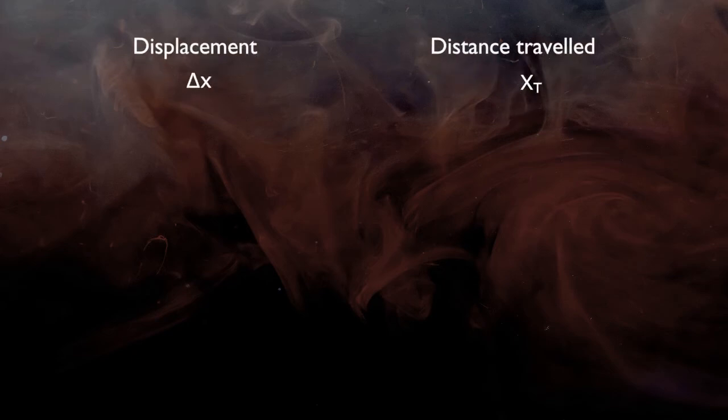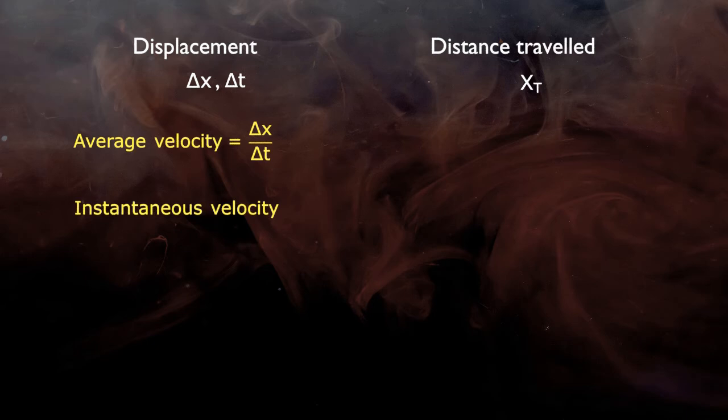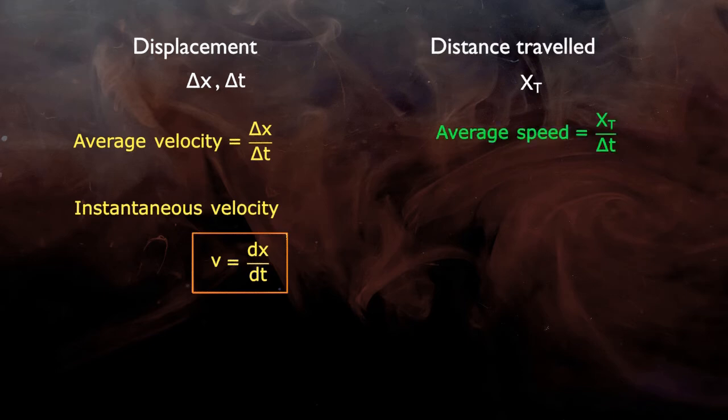If the particle moves through a displacement delta x during time interval delta t, average velocity of the particle is delta x by delta t. To find out instantaneous velocity, that is velocity at any particular instant, we have to take a very small value of delta t, which will result in a very small value of delta x. So instantaneous velocity v is equal to dx by dt. Here velocity is related to displacement, that is final change in position only. But if we talk about speed, it is related to total distance travelled xt. So average speed of the truck will be total distance travelled xt divided by time delta t.